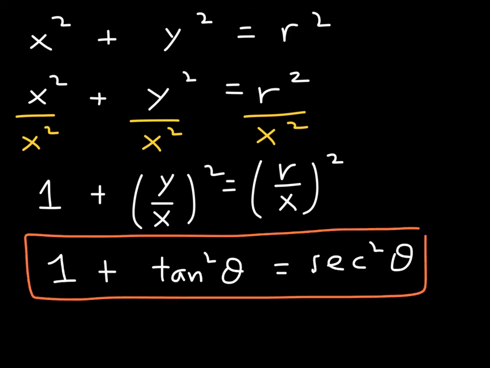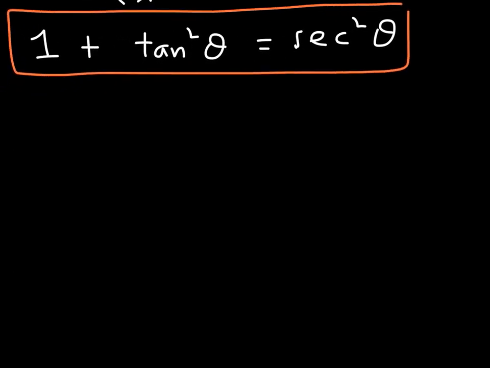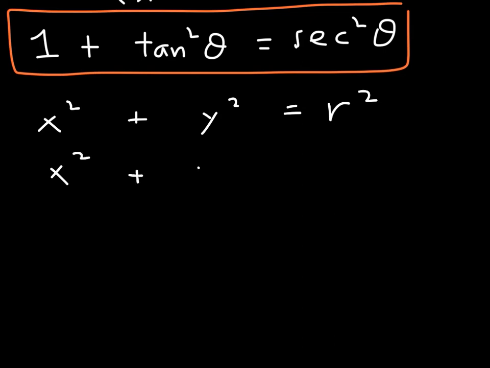Okay, one more. Let's start with the Pythagorean theorem again. X squared plus y squared is equal to r squared. This time around, let's divide by y squared. Divide each term by y squared.